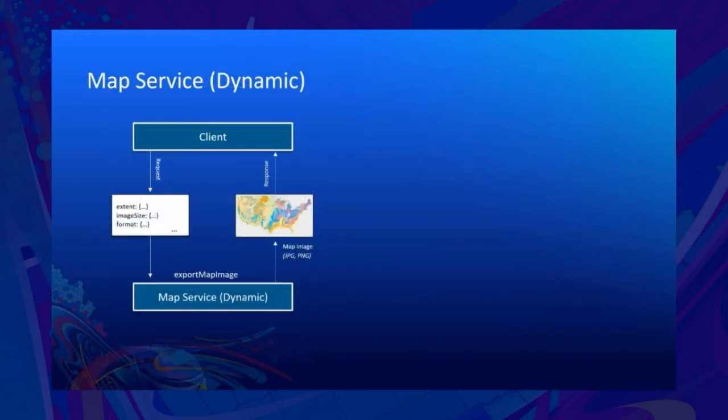Map services I've already talked about. It's this idea of making a request about the image you want returned and the server generating that on the fly and returning it to the client. It's that dynamic map service. Dynamic meaning it's always generated just in time as the client makes the request.